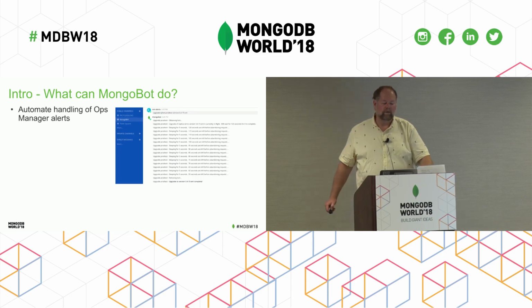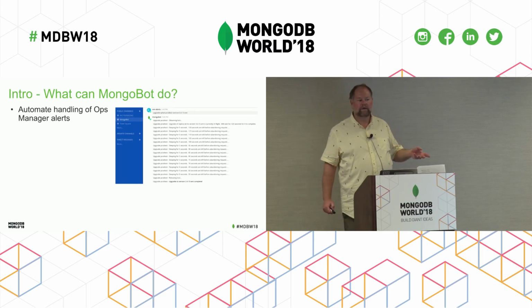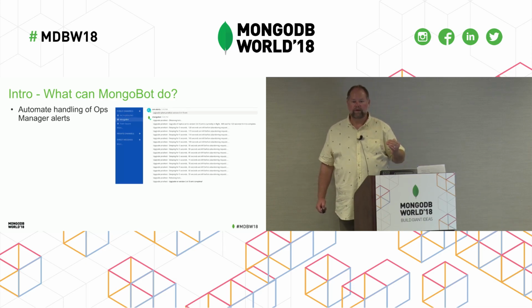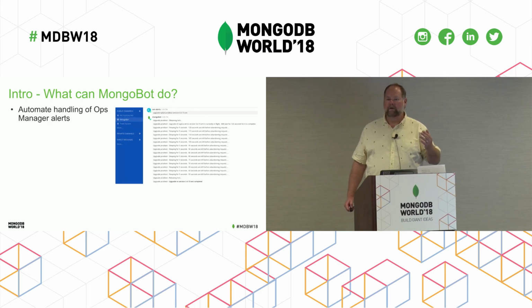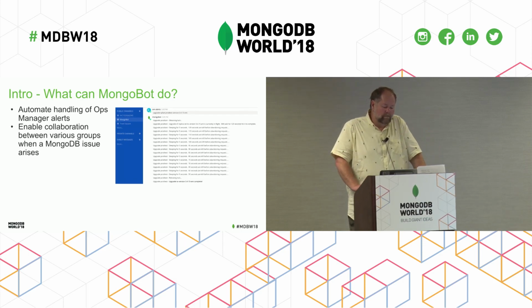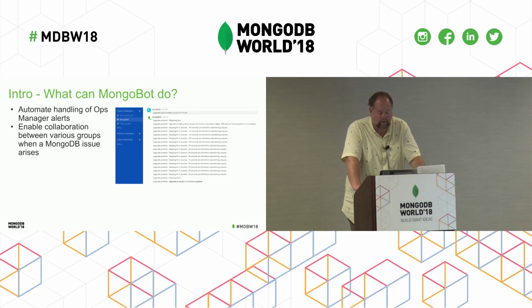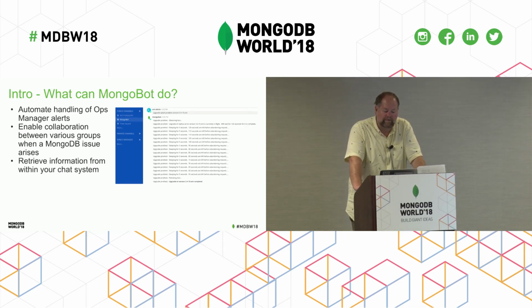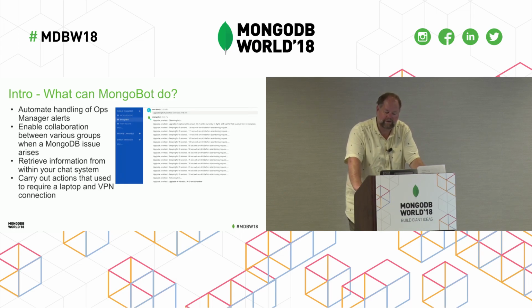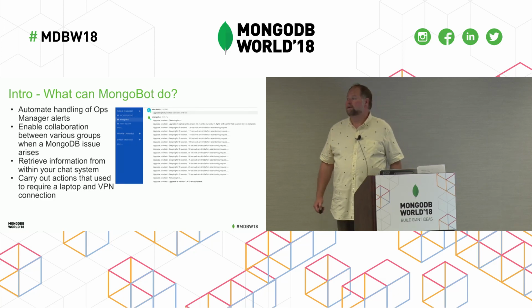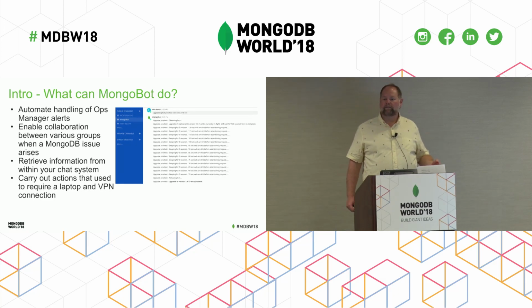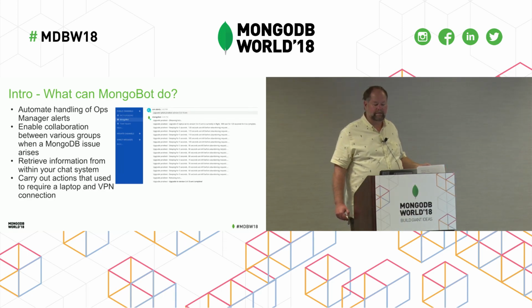So what can MongoBot do? Well, it can automate the handling of Ops Manager alerts. As we saw there, when an Ops Manager alert fires, we create a channel, we take all that other action for you to allow the whole team to collaborate in near real time over what's going on. Of course, enable collaboration. Retrieve information from within your chat system. So we're sort of using the chat system as the user interface in this case. Finally, we can carry out actions that used to require a laptop and a VPN connection. So now we can do this in real time on whichever device you happen to have handy.